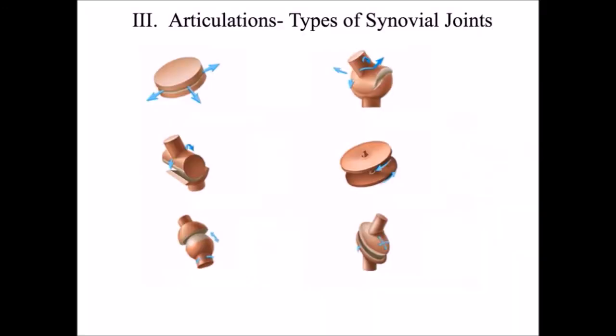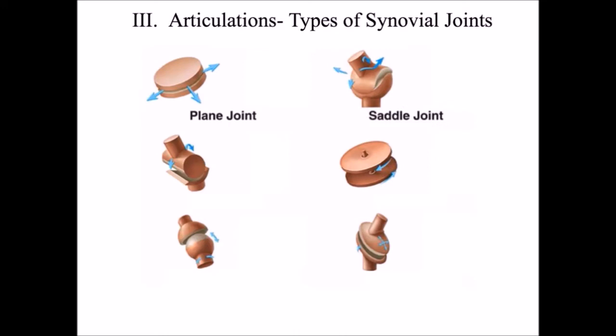There are 6 types of synovial joints. The first type of synovial joint is called the plane joint or gliding joint. In a plane joint or gliding joint, adjacent bones have flat surfaces that articulate with one another. Examples of plane joints would be the bones of the wrist, or carpal bones, and the bones of the ankle, or tarsal bones.